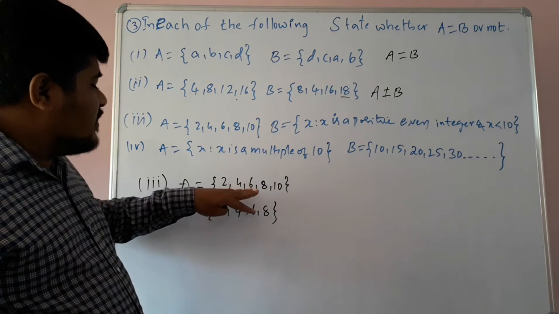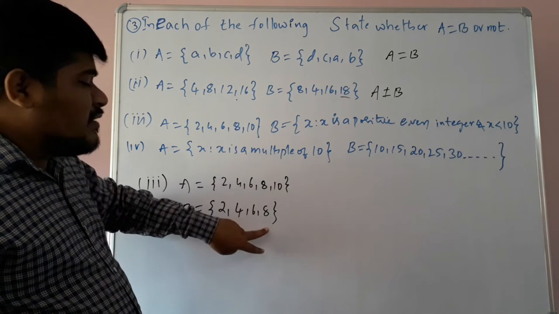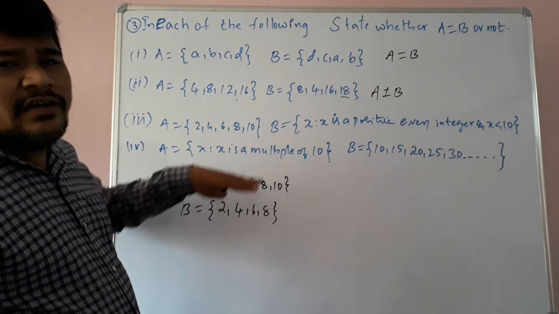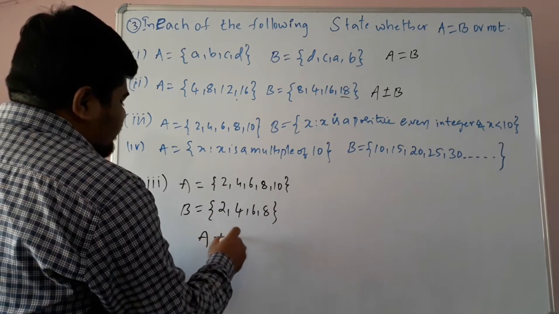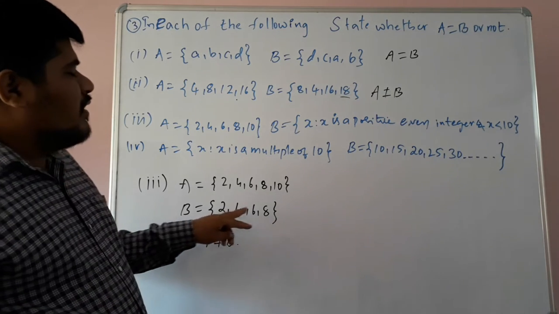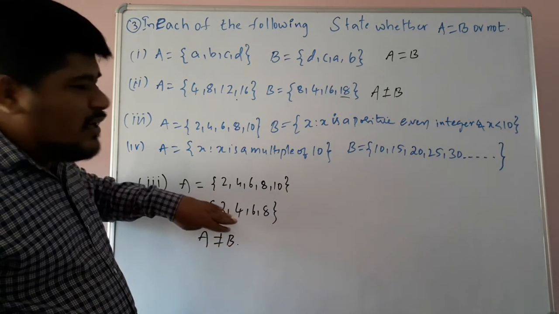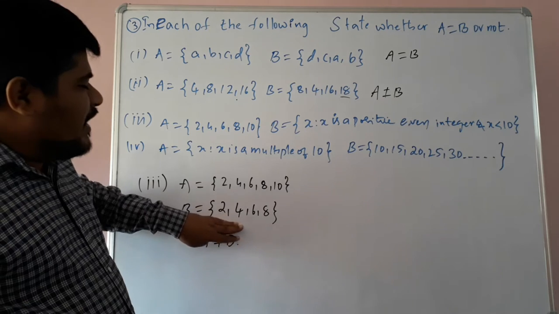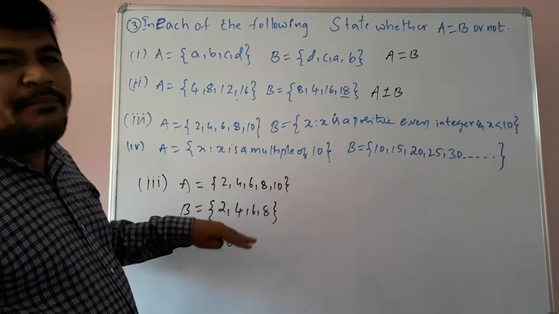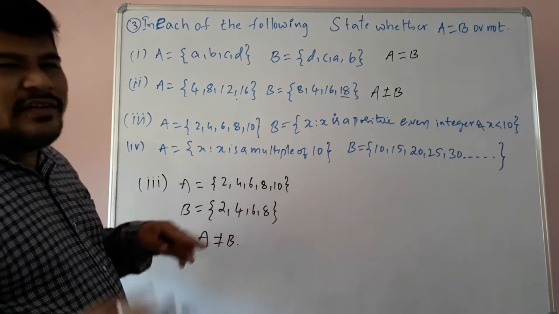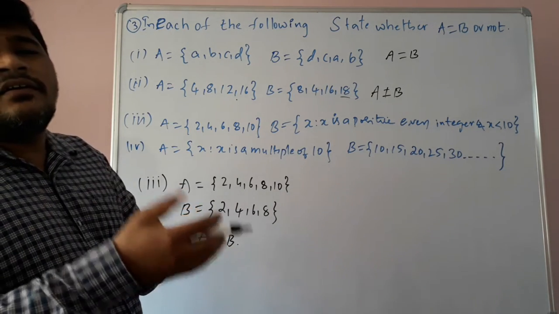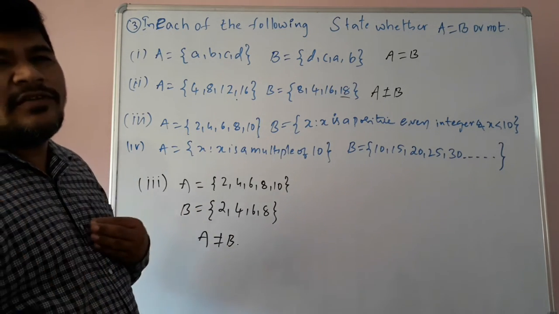These elements are there in set A, but 10 is not there in set B. These are not equal sets, so you can write A is not equal to B. And one more thing, children, whatever the elements are there in B, are also there in A. Here B is a subset of A. What is a subset? If all the elements of one set are there in the second set, then the first set is said to be a subset of the second set.